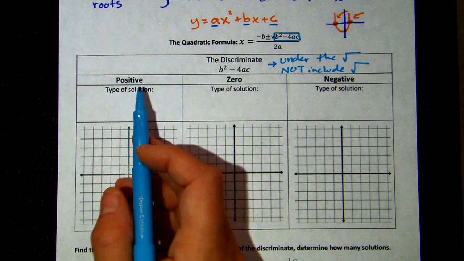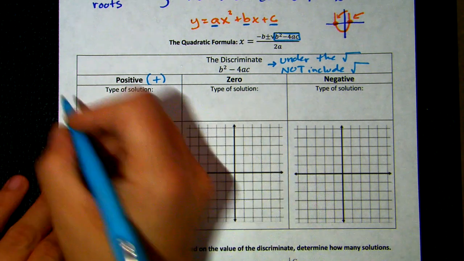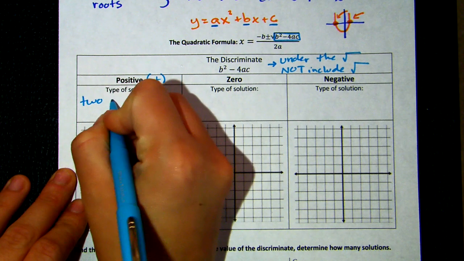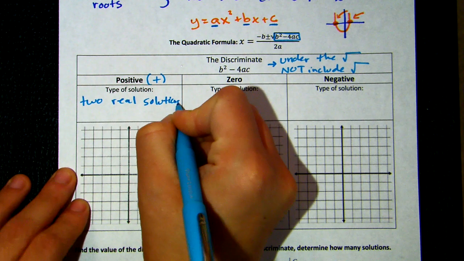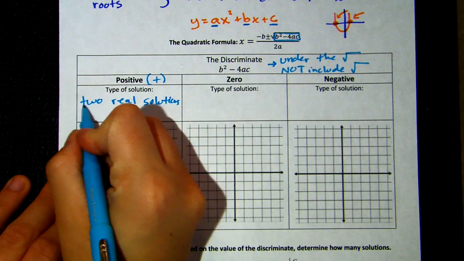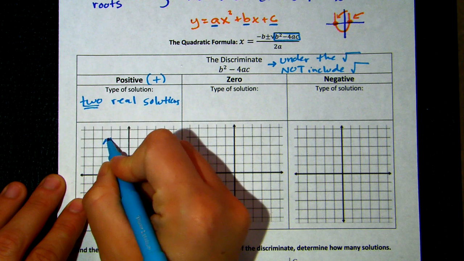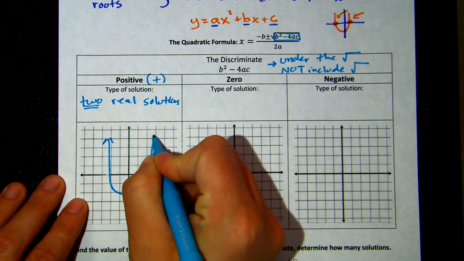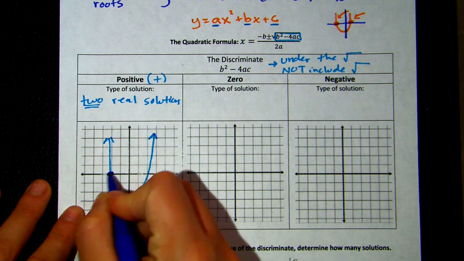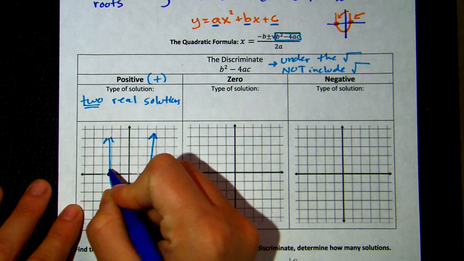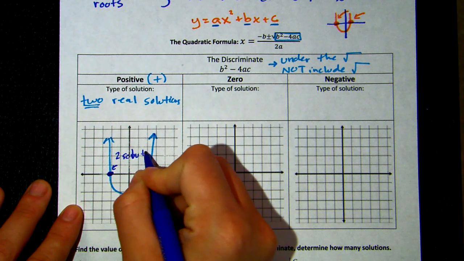So here, if our discriminant is positive, it means that we have two real solutions. An example of that graphically would look something like this, where our solutions, there's one solution, here's another. So in total, here are our two solutions.